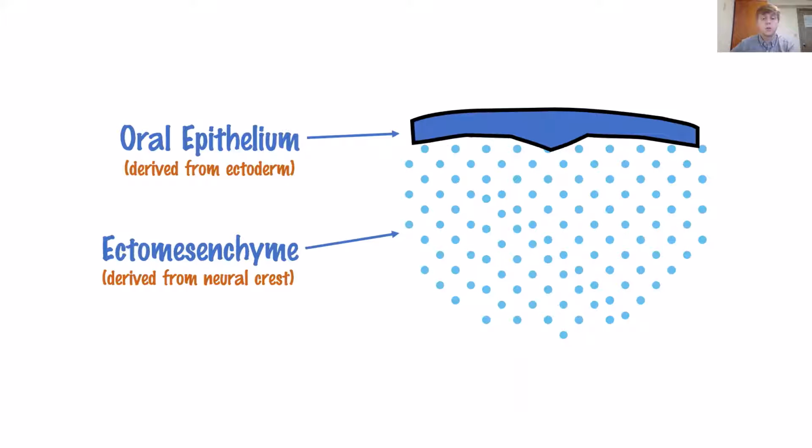There are two main tissue layers that will direct formation and localization of teeth. Primitive oral epithelium is derived from the ectoderm, and ectomesenchyme is derived from craniofacial neural crest cells.